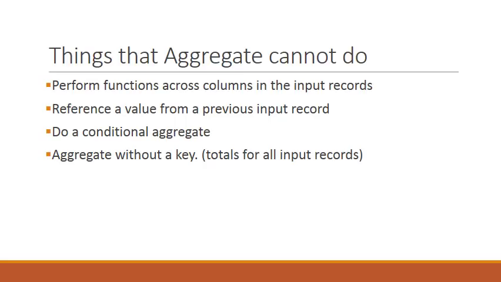And then something that can be a nasty surprise is that aggregate cannot give you a sum, a total, or an average across the entire input record set. It requires a key. So that can be a surprise, and you'll end up using either rollup or possibly the data profiler if you need to get totals across your entire input record set.